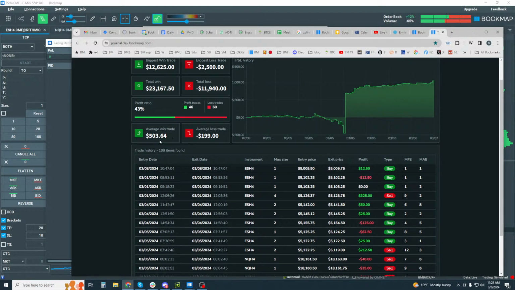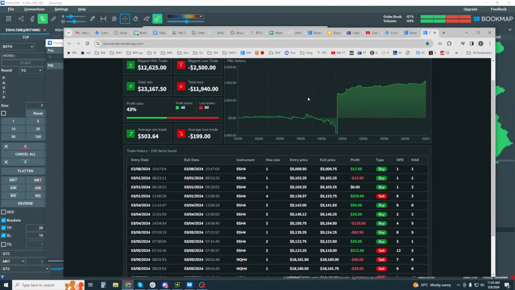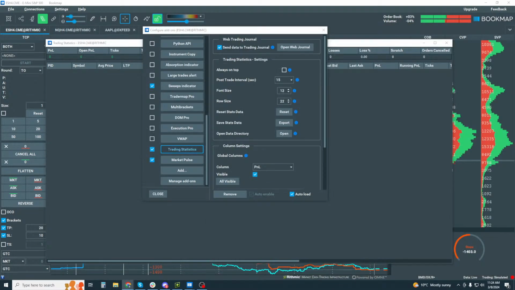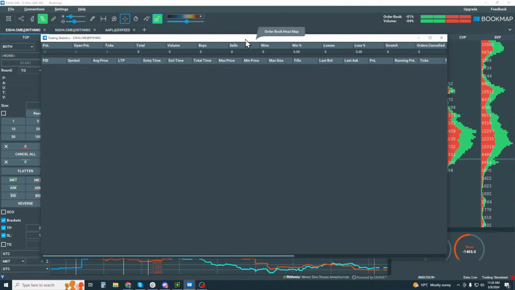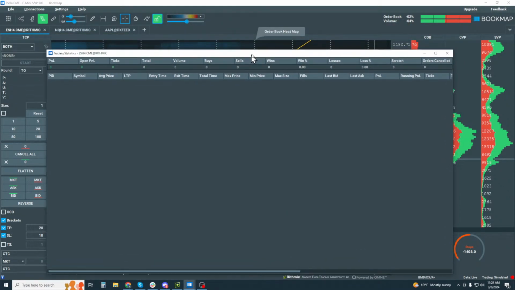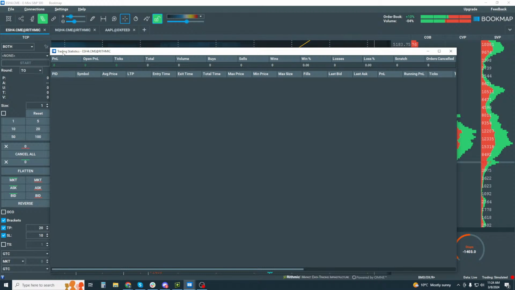Average win is 503. Average loser is 200. So I've got like a 2.5 to 1 ratio here on those winners. So this will bring up the trading statistics add-on here.